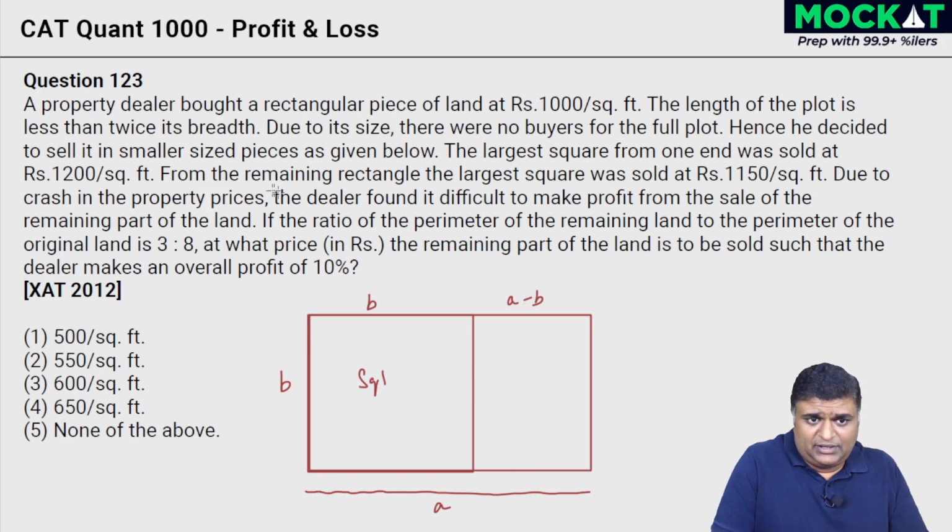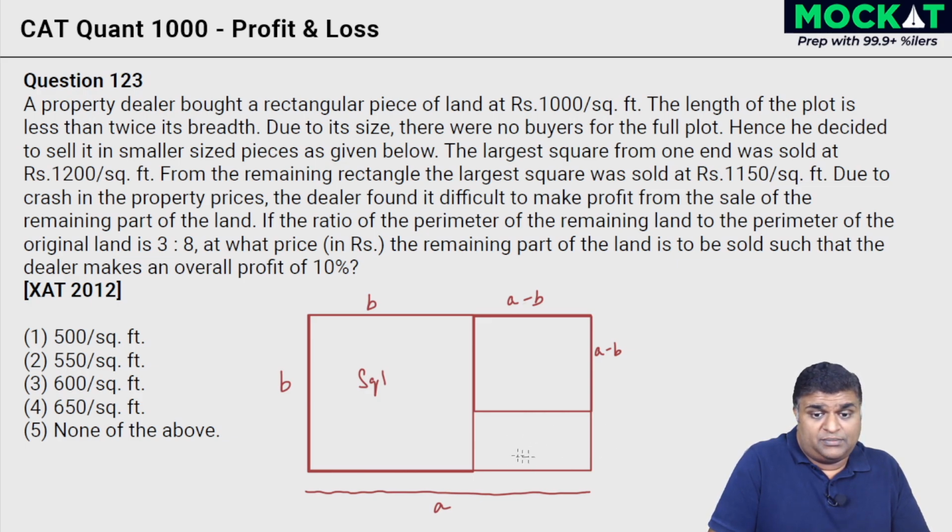And then what's happening over here? From the remaining rectangle, the largest square was sold at 1150 per square feet. So remaining is a rectangle over here, and I'm again cutting another square, right? What's that going to be? The largest possible square is going to be like this, because my length is actually less than twice of the breadth. So the breadth is going to be longer than the A minus B strip. So I'm cutting another square over here. Let's make that slightly larger to make it realistic. Okay, that's done. So how much is going to be the side of this? It's going to be A minus B.